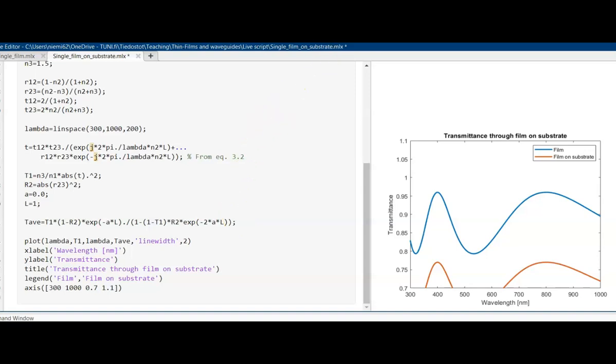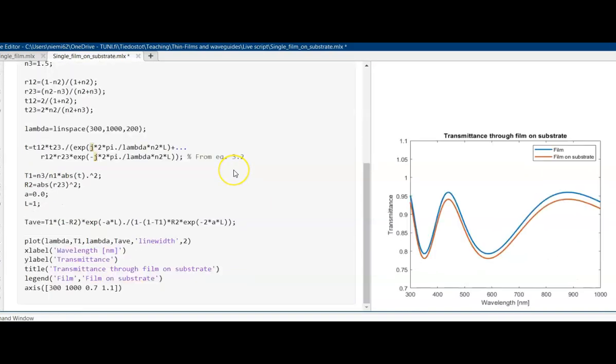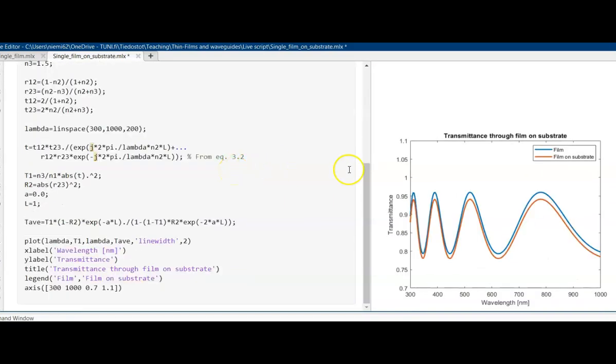And let's run this. Here we see the effect of the substrate. The reflections of the substrate interface is reducing the overall transmittance. And let's tune the thickness of the thin film to get the different periodicity. We can also add some loss in a substrate and see that the transmittance spectrum is dropping due to the absorption of the substrate.